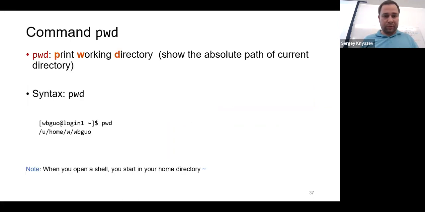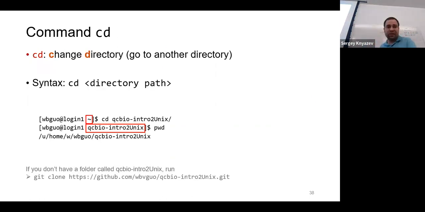Okay, so we discussed pwd. So here is the syntax. It's called print working directory. It shows the absolute path of the current directory. You tried it, right? Okay. The next command is cd, which is for change directory, and it allows you to go to another directory. So the cd command requires one parameter, which should be a path. The path can be either an absolute path or a relative path, right?